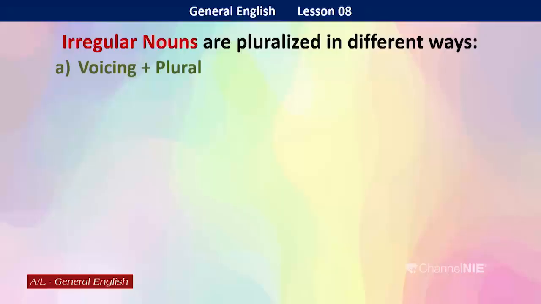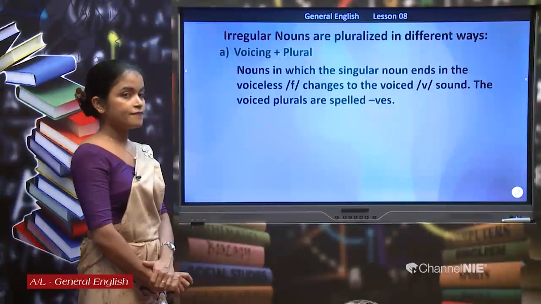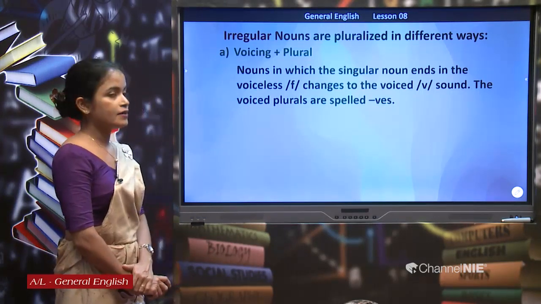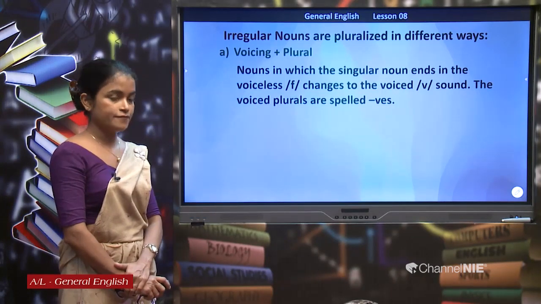So, let us see what these types of irregular nouns are and how we can form the plural form. The first way is voicing plus plural. How do we make the plural? Nouns in which the singular noun ends in the voiceless f change to the voiced v sound. The voiced plurals are spelled like vs or ves. The f sound is voiceless in the singular noun. There you have to add the v sound and it will be spelled as ves.